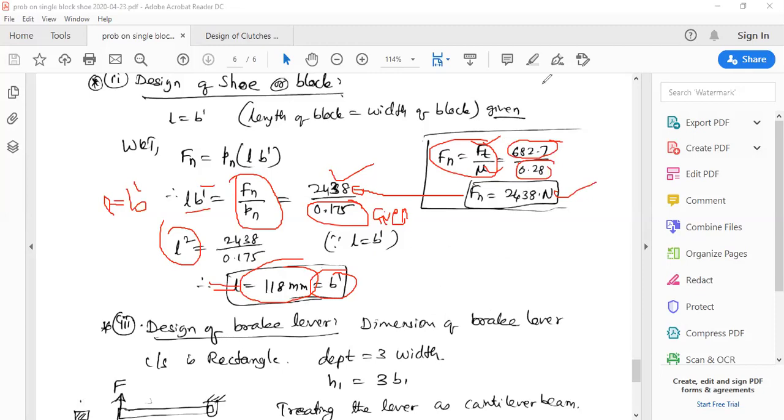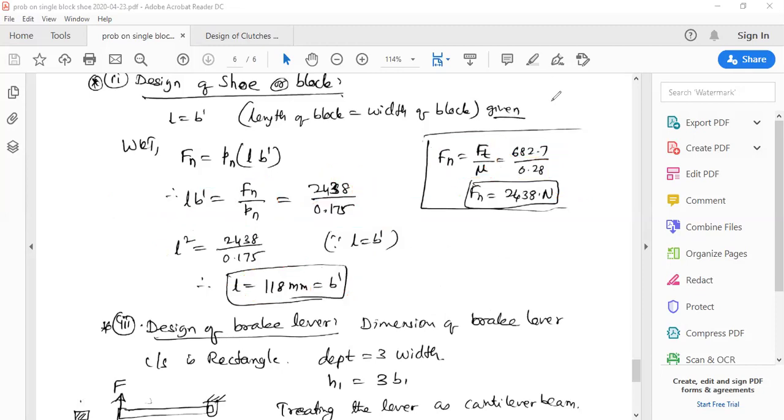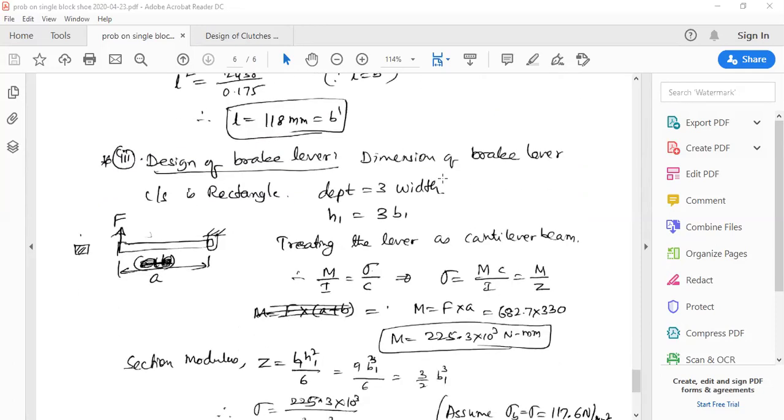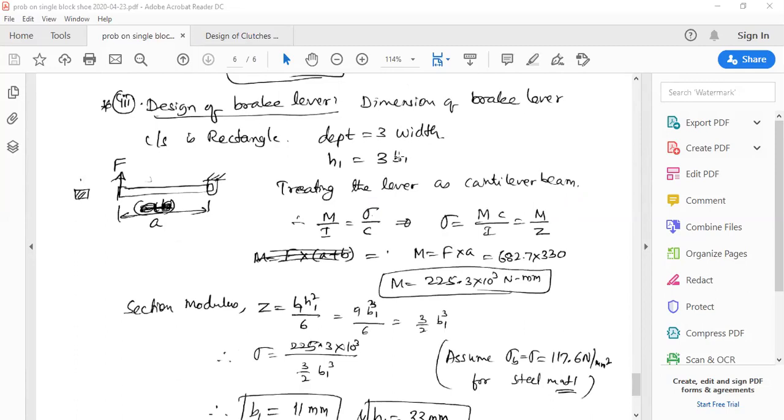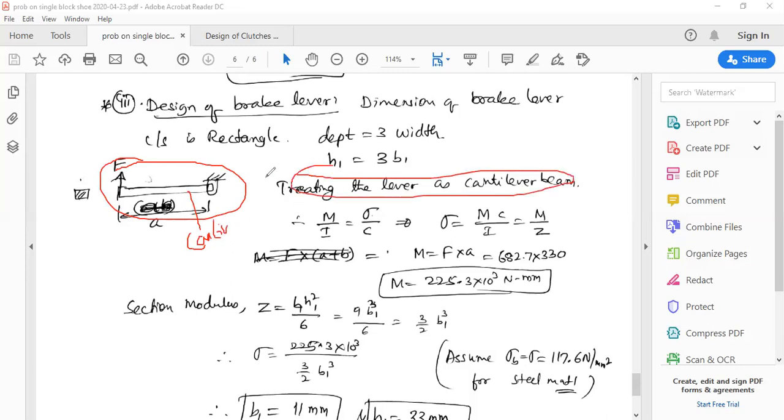Now in the same manner I have to design the lever also, the brake lever. With respect to these calculations, there are some assumptions that we have to make, by seeing the given figure itself. The lever is to be treated as a cantilever beam. This lever is to be treated as a cantilever beam, as written here.